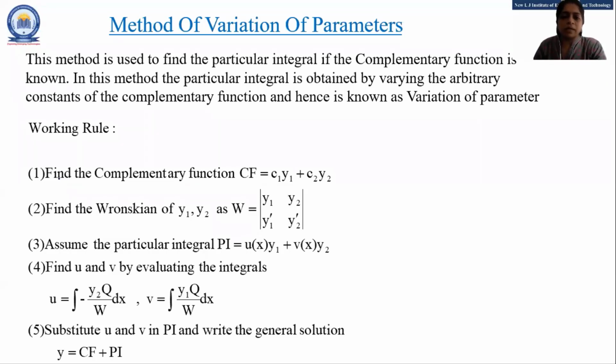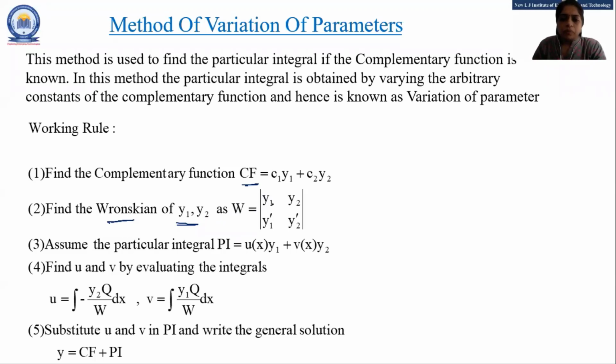In this method, again, we find two parts. One is the complementary function and the other is the particular integral, right? So for the complementary function, it is the same as we learned earlier. There are a total of 3 cases. So the complementary function, CF, is C1y1 plus C2y2, right? This is the first step for solving this method. Second step, we have to find the Wronskian, which we learned recently, right? How to find the Wronskian, you all know very well.